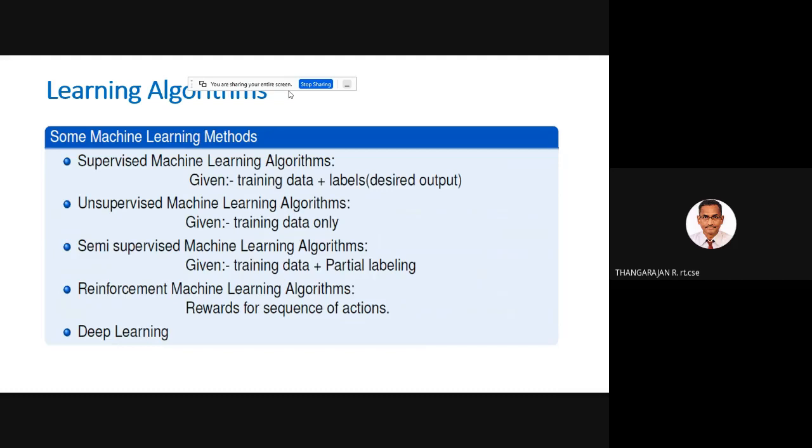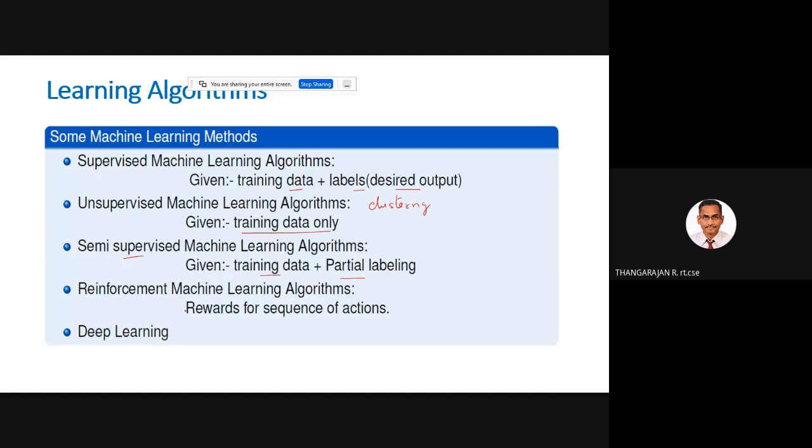So these are the different types of learning algorithms. As I told you, labels. Unsupervised learning, which you generally call clustering: you are given only the training data. You are not explicitly given the labels. Sometimes your data may have training data with partial labeling. In that case, it is semi-supervised.